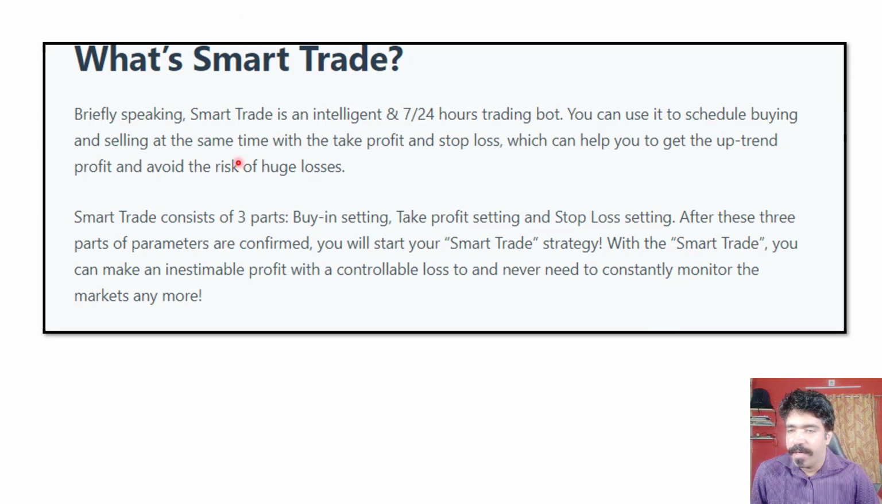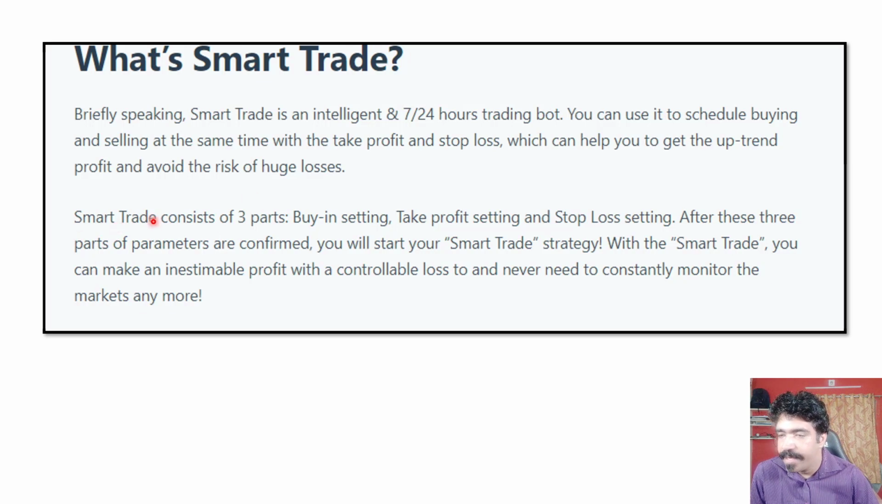Briefly speaking, the smart trade bot is an intelligent bot which will work 24/7 for you. You can use it to schedule buying and selling at the same time with take profit and stop loss, which can help you get the uptrend profit and avoid the risk of huge losses. That is the main purpose of smart trade.